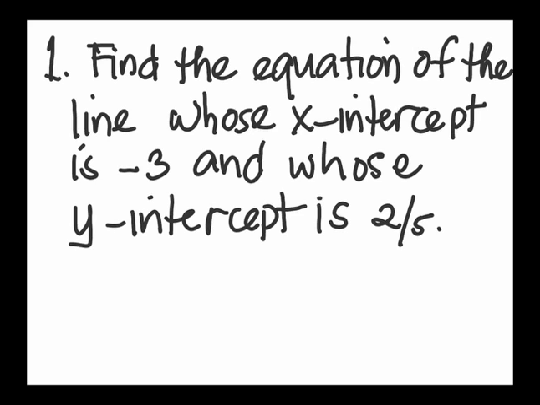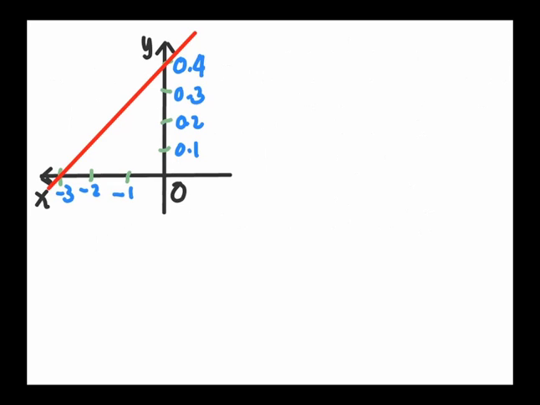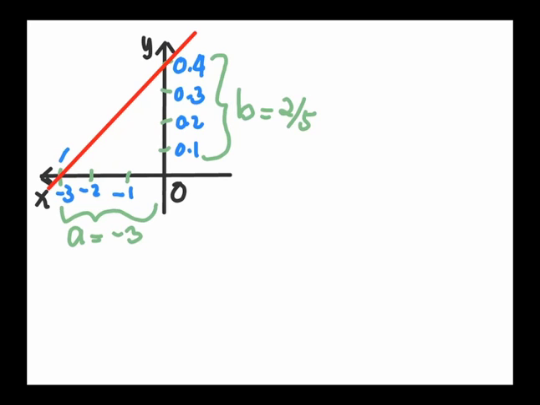Let's have some examples. First, find the equation of the line whose x-intercept is -3 and whose y-intercept is 2/5. So this is the sketch of the line on the Cartesian plane. Clearly, this is the x-intercept denoted by a, which is -3, and this is the y-intercept denoted by b, which is 2/5 or 0.4. Again, the x-intercept is the distance from the point of origin at which the line intersects the x-axis, while the y-intercept b is the distance from the point of origin at which the line intersects the y-axis.